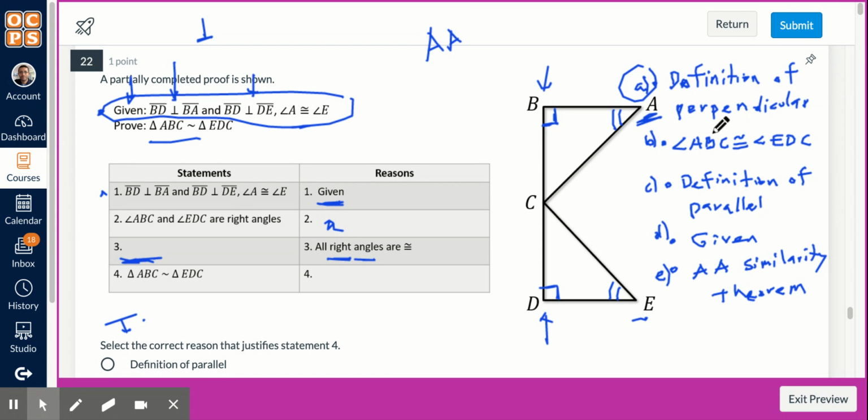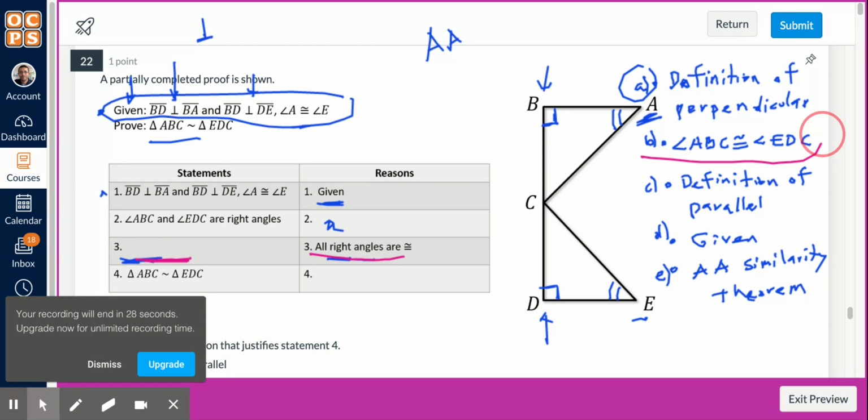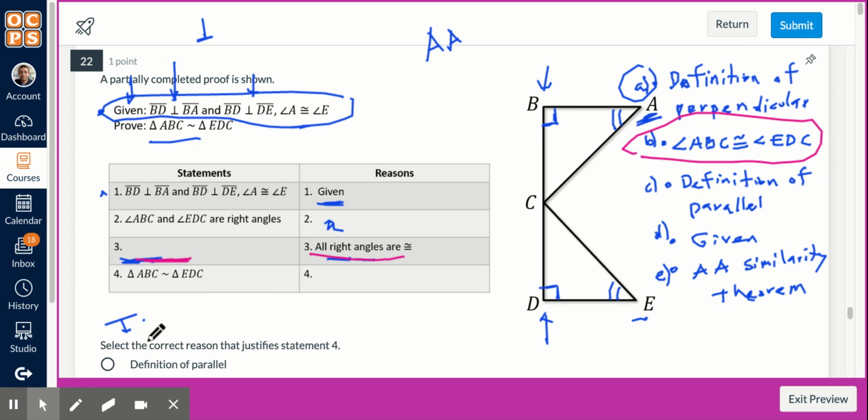look: definition of perpendicular. The next choice is angle ABC is congruent to angle EDC. The next choice is definition of parallel. The next choice is given. And the last choice is angle similarity theorem. Like I said, if the reason is all right angles are congruent, they're talking about angles. The only choice that I have about angles is angle ABC congruent to angle EDC. So in this case, B is going to be my answer right here.